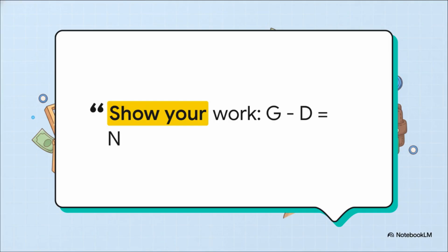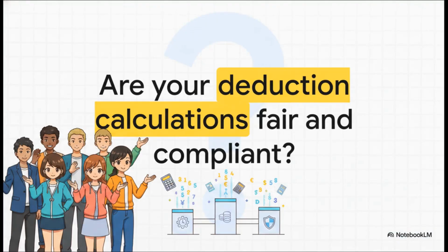And finally, practice keyword spotting. When you see a word like statutory, you instantly know that is a compulsory deduction that absolutely must be subtracted to stay compliant with the law. You know, the way you handle payroll really says a lot about how you value your team and how you run your business. The math might seem a little tedious at times, but it is literally the bridge between an employee's effort and their livelihood.